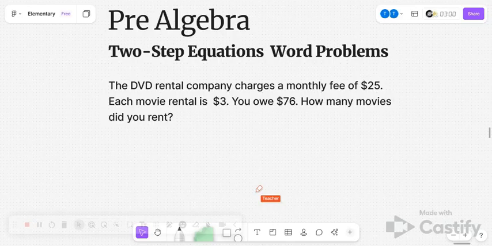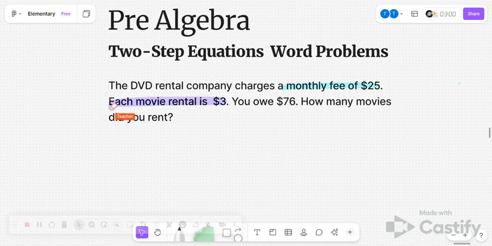The first thing that we need to do is to find all the important information. The first one is the monthly fee. The monthly fee is just a one-time thing. You pay 25 bucks and that's it. But every time you rent a movie, you have to pay $3. So if you rent one movie, it's $3. If you rent two, it's $6. And if you rent three, that's $9.